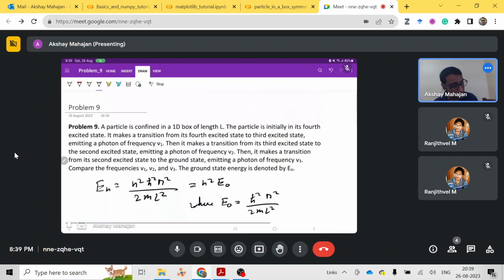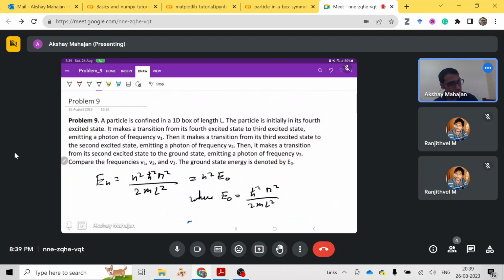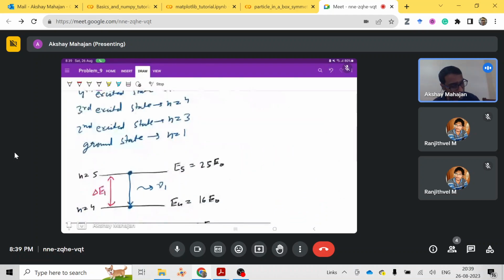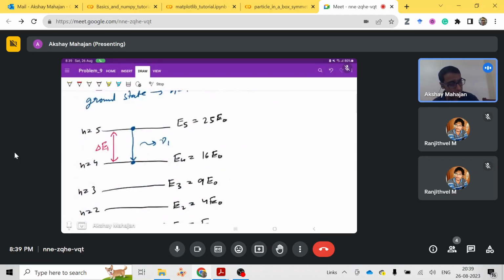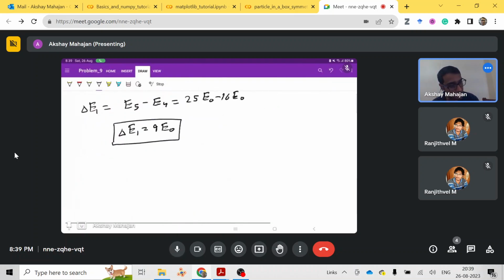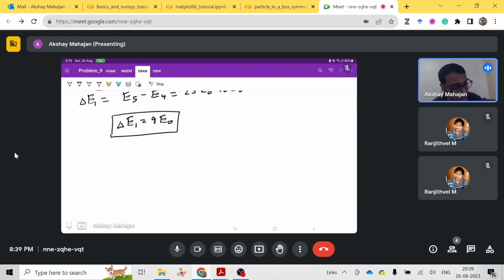Now first let us find what nu1 is. It goes from n equals 5 to n equals 4, emitting a photon of frequency nu1. We know the energy difference delta E. Now we know a relation that we need to keep in mind: delta E is given by h times nu.